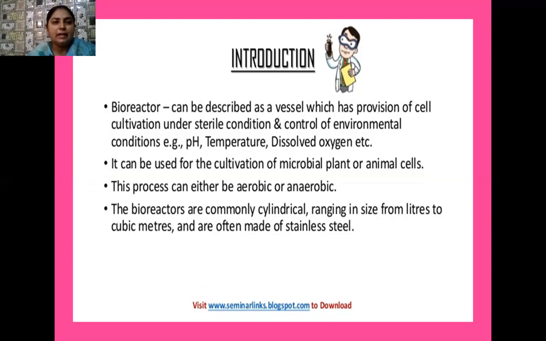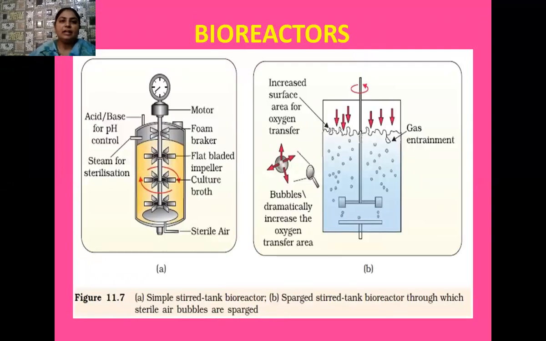The bioreactors are commonly cylindrical in shape, ranging in size from liters to cubic meters, and are often made up of stainless steel, because stainless steel is an alloy which generally does not react with the culture medium. So here contamination can be avoided. Yes, students, the diagram of the two types of bioreactors is visible on your screen. First is the simple stirred tank bioreactor, and the second one is the sparged stirred tank bioreactor, through which sterile air bubbles are sparged.